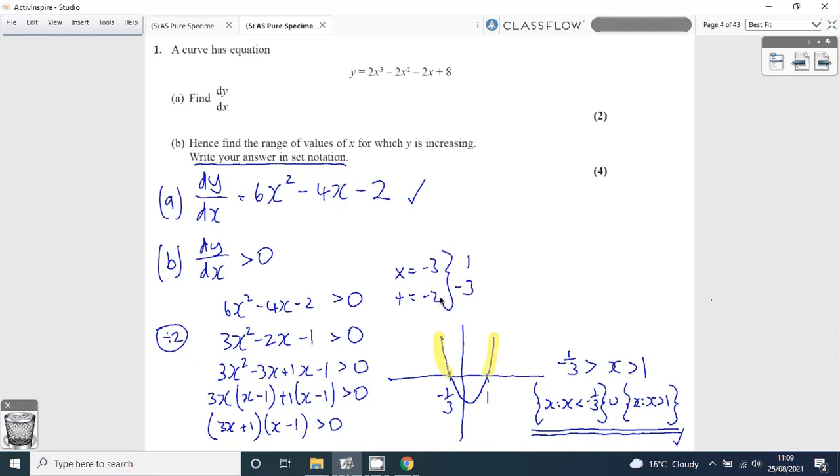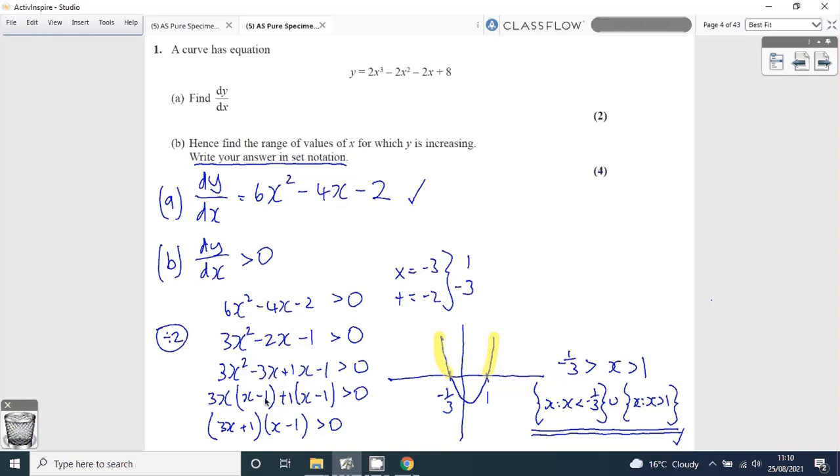Now which 2 numbers do this? That's 1 and minus 3, because 1 times minus 3 is minus 3, and 1 added to minus 3 is minus 2. So our first step is to split this middle term, this minus 2x, into 1x and minus 3x. Doesn't matter which way round, I've popped the minus 3x first. So we've gone from 3 terms to 4 terms.